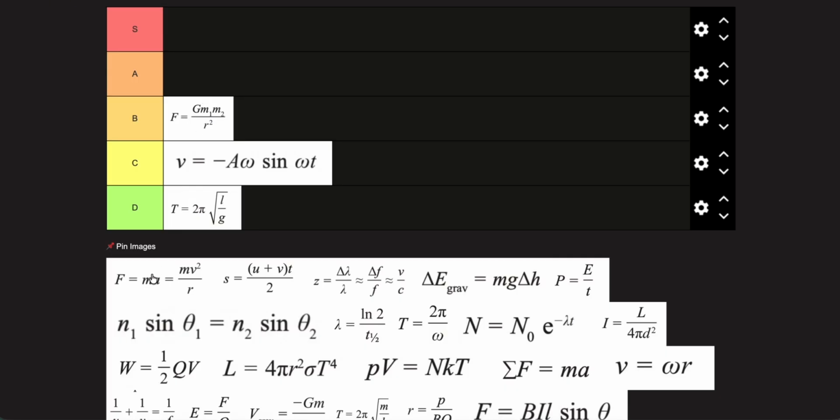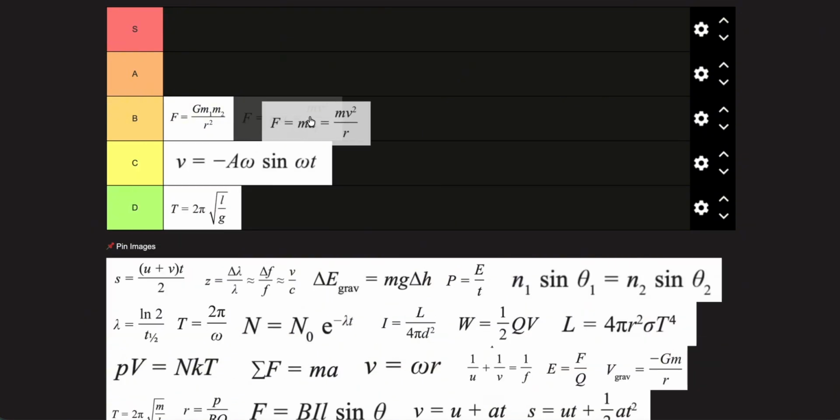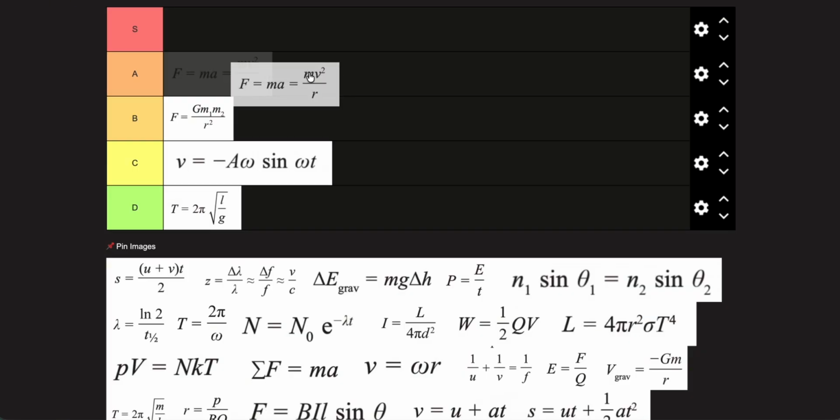Next comes Newton's second law, which is also F equals ma, and also mv squared over r, where v squared over r is the centripetal acceleration. Arguably, it's the most important law of physics, so maybe I'm gonna put it in tier A, okay? It was one of the first laws to be discovered, I guess.